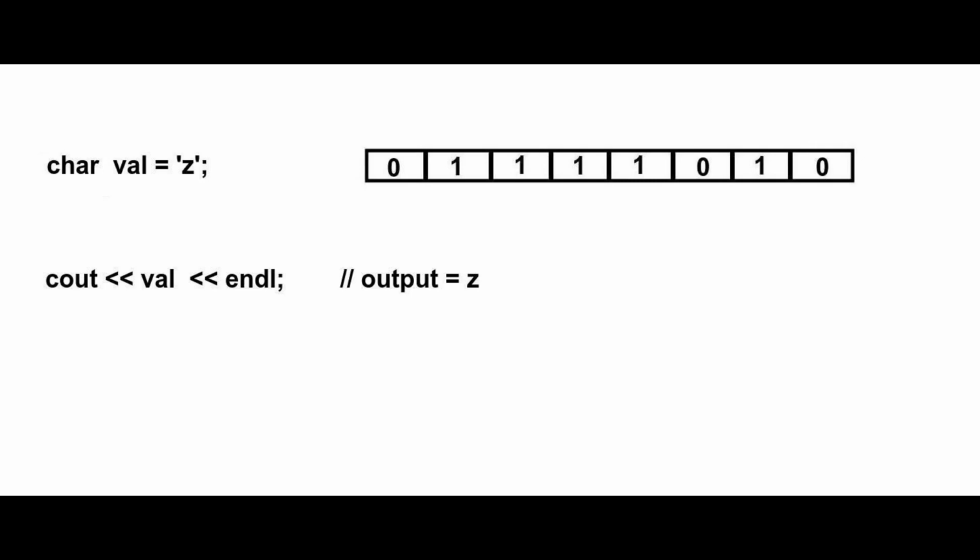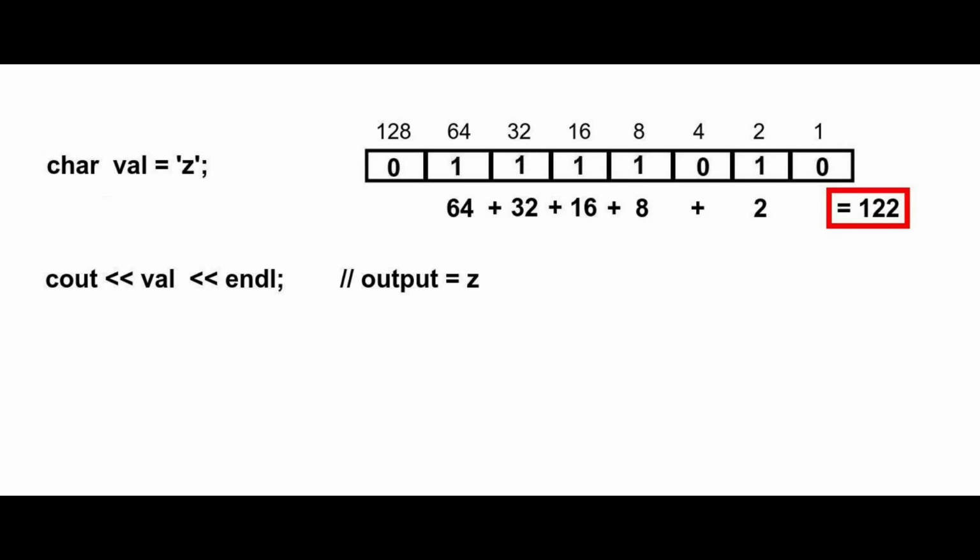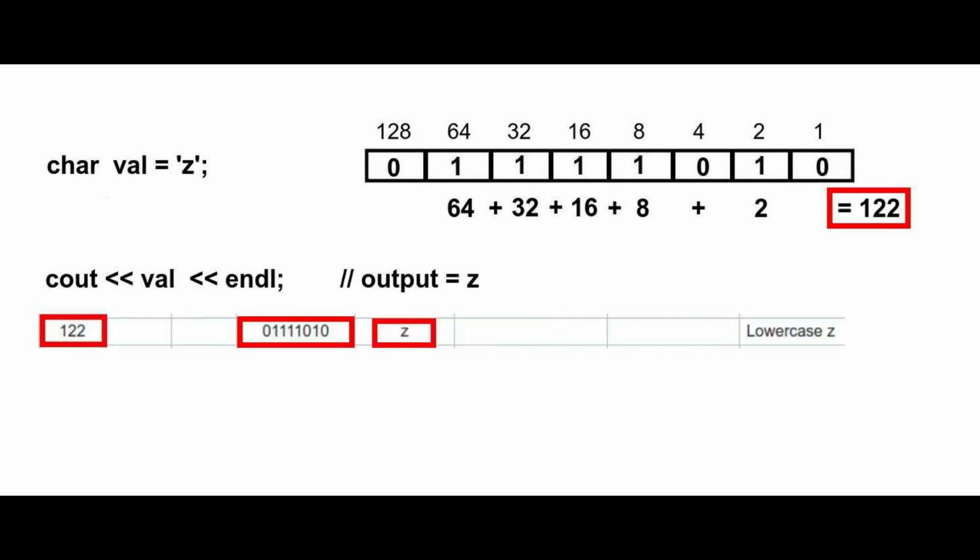If you then try to display val in its native form as a character, it's going to output, of course, the letter Z. That's because if you add up the values for each bit that has a 1 instead of a 0, you end up with a sum of 122. If you look back at our table, 122 is the code for the character Z. And you'll notice the binary is in both of these little charts.